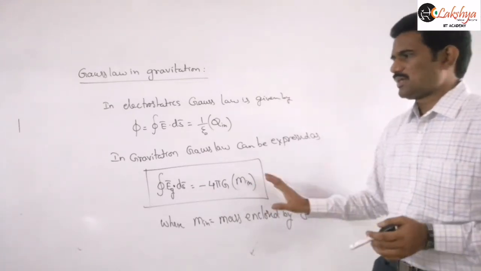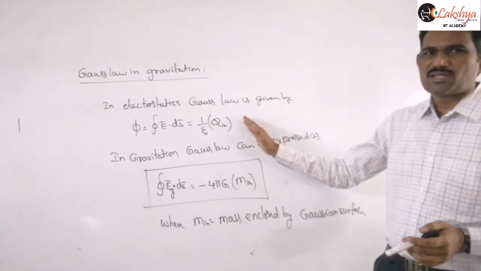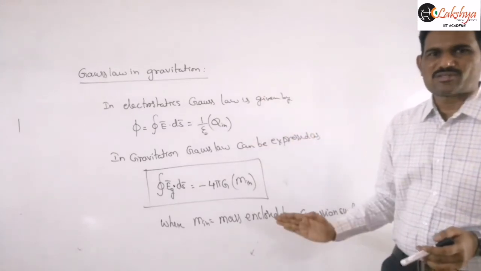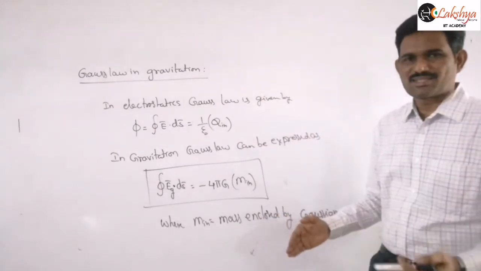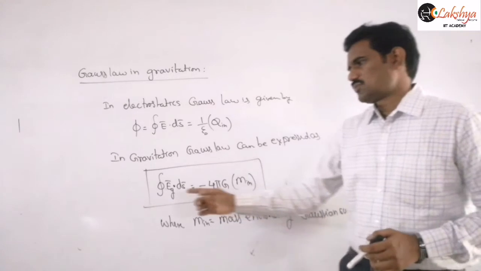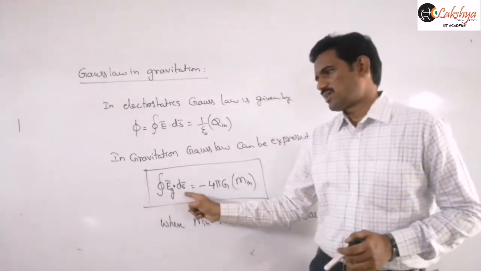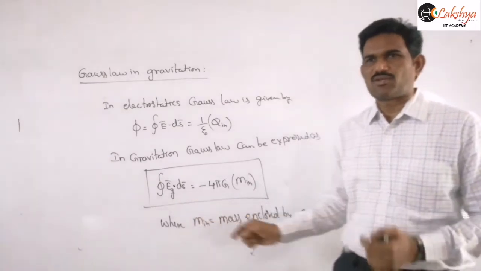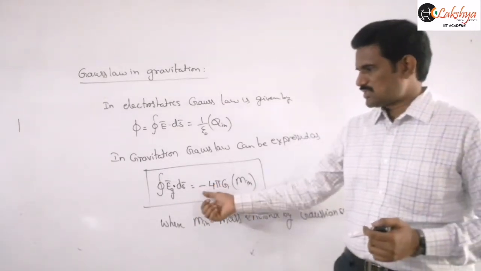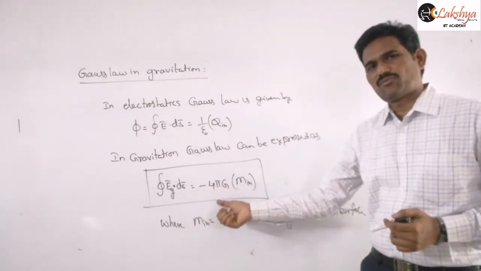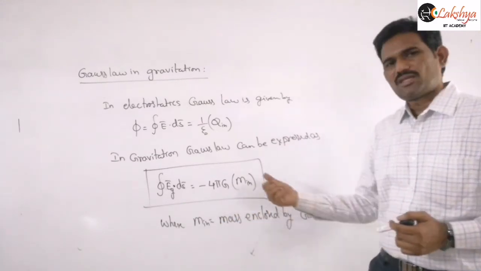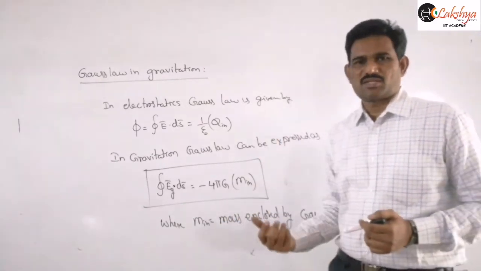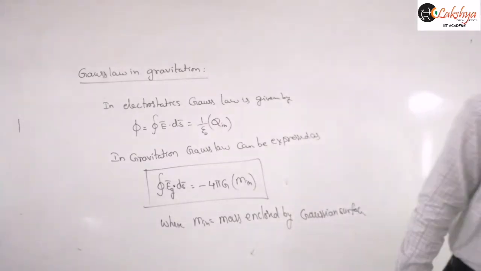Similar to Gauss law in electrostatics, we can express Gauss law for gravitation like this. Whenever it is required, you can use this. The integral of E dot dS, where E here means Eg, the gravitational field, equals minus 4 pi G into M in. M in is like Q in: the mass enclosed by the Gaussian surface.